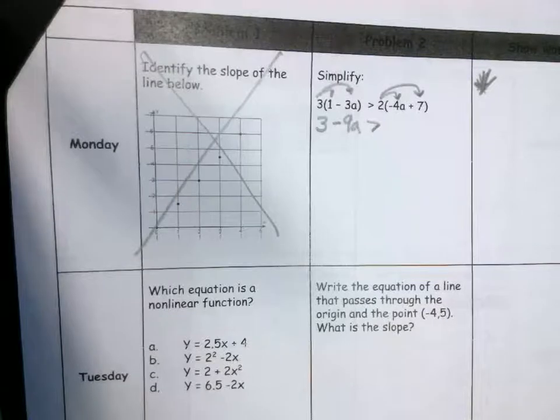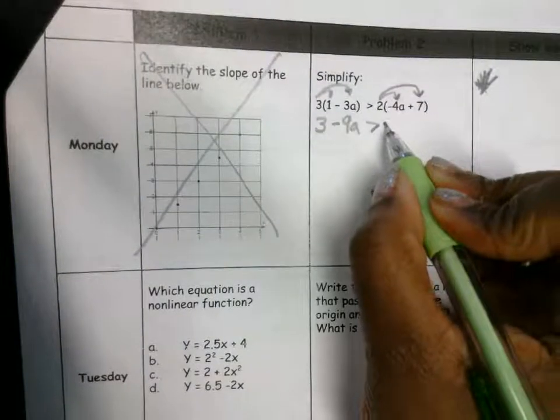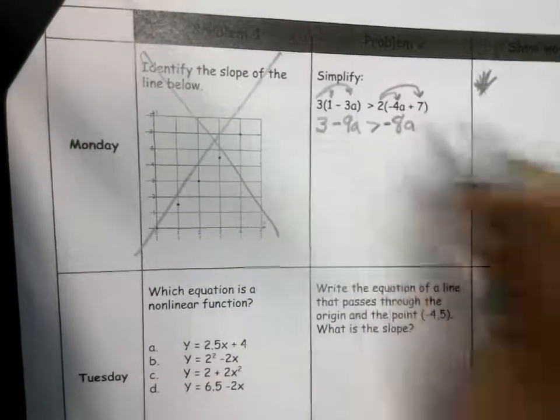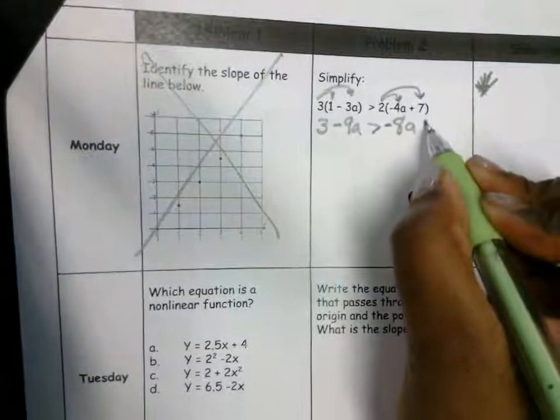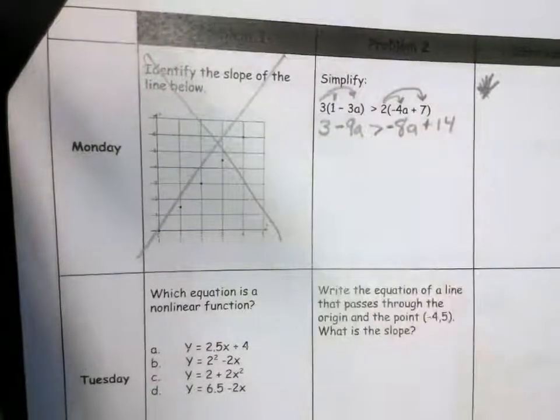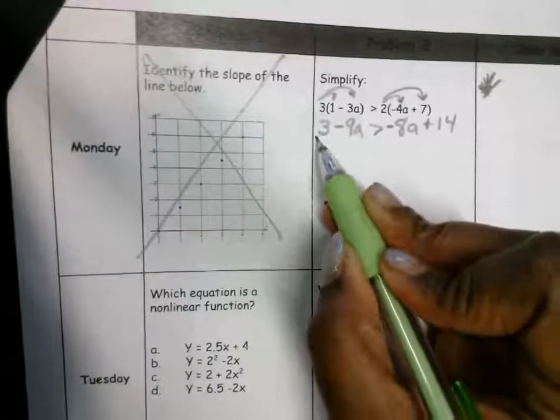Now we're going to do distributive property on the other side of the inequality. We have 2 times a negative 4a. That's negative 8a. We have 2 times a 7. That is 14. First step is distributive property. Second step, combine like terms on each side of the inequality separately.